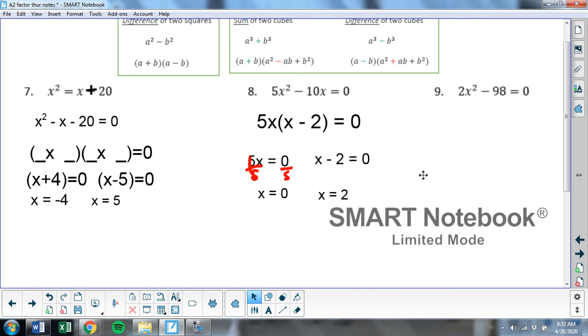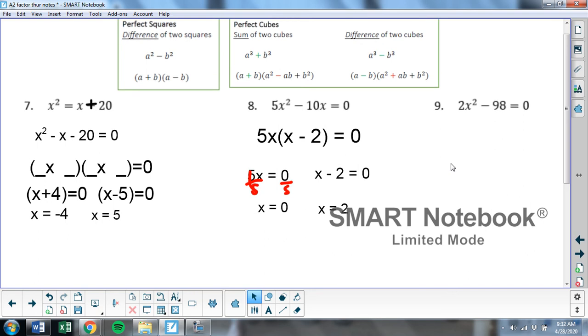And you're going to have to show your work on your homework. You're going to have to show that you got a 0 on one side of the equation, that you factored the other, and then you finish solving by zero product property.